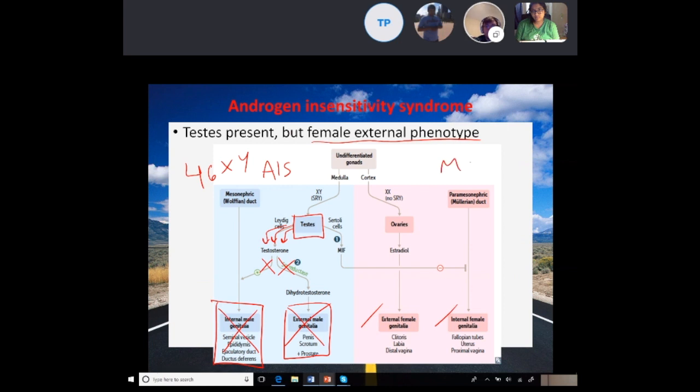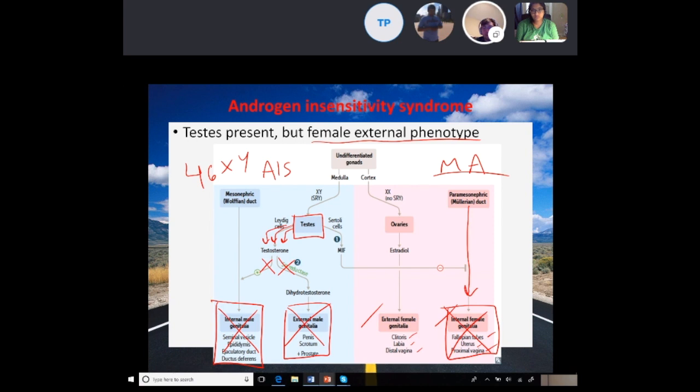Whereas in Mullerian agenesis, there is an error in the Mullerian ducts somewhere down the line. That has nothing to do with testes. And they do not end up with the internal female genitalia: fallopian tubes, uterus, and proximal vagina. So what you'll see in a patient with Mullerian agenesis is they'll have normal external genitalia, but if you were to do a speculum exam, they will have a short, closed-off vagina with no cervix.